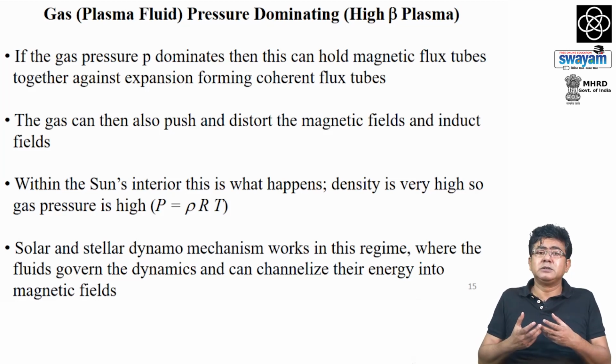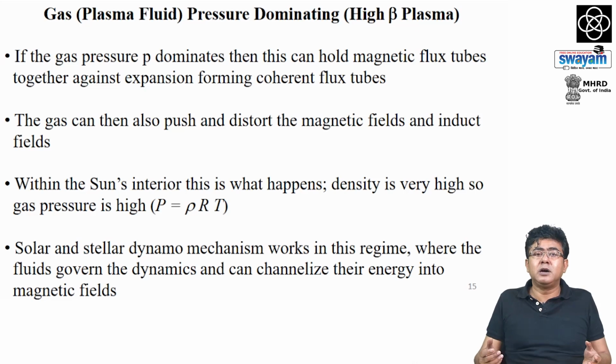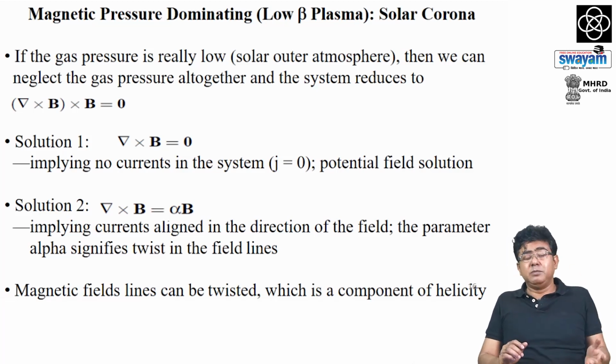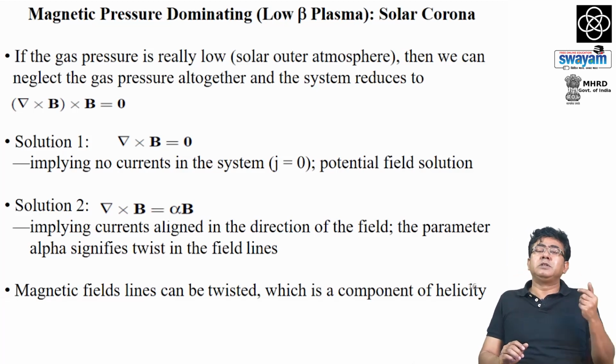And this is something that is important because this allows the plasma to inject the kinetic energy that it has into changing the magnetic field. And this is fundamental to the production of magnetic fields, and this is something that is quite important in the interior of stars where magnetic fields are produced.